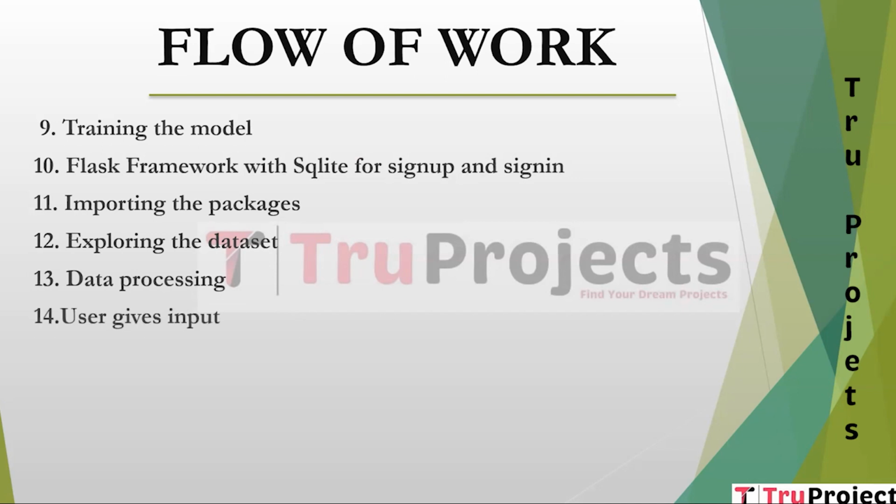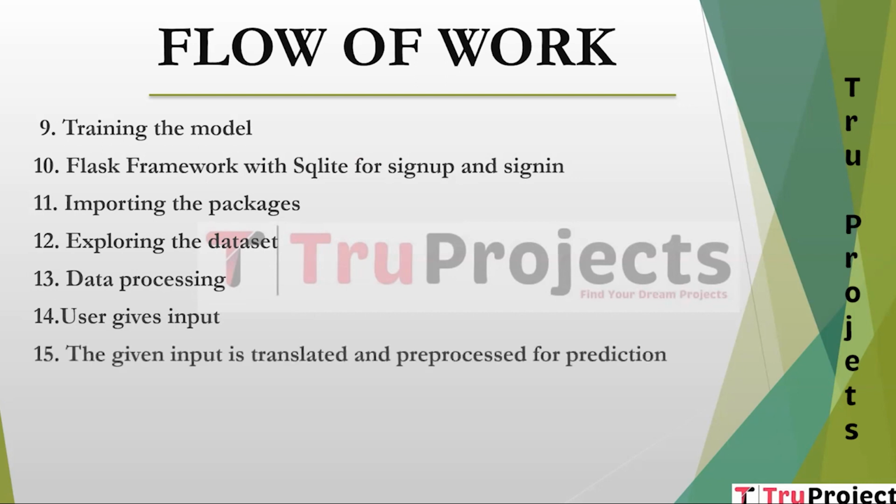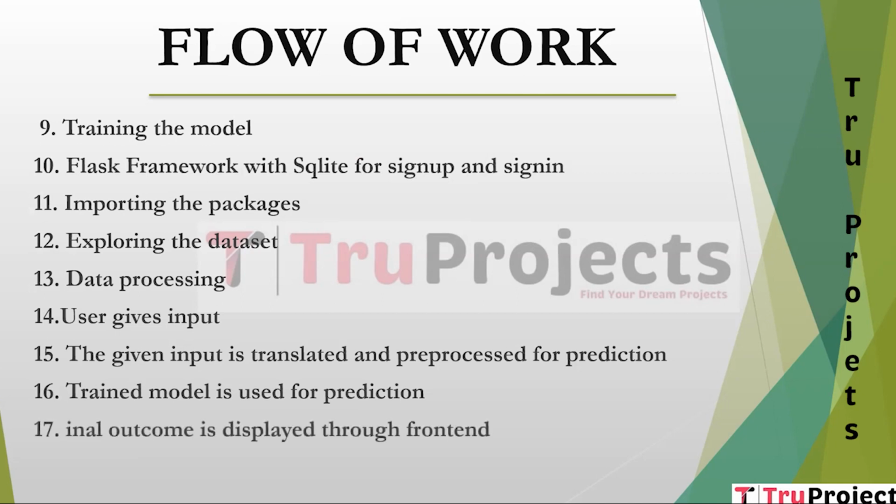User gives input. During this phase, the user provides input or interacts with the web application. The given input is translated and pre-processed for prediction. This module processes user input, potentially translating it if necessary, and prepares it for prediction using the previously trained models. Trained model is used for prediction. Here the input is fed into the trained machine learning or deep learning models to make predictions or provide responses. Final outcome is displayed through frontend. The results from the model are presented to the user through the web application frontend, completing the user interaction cycle.